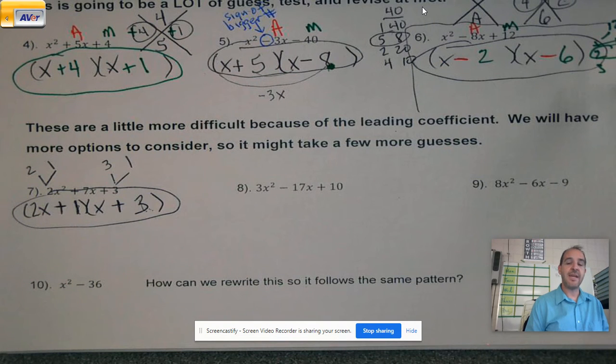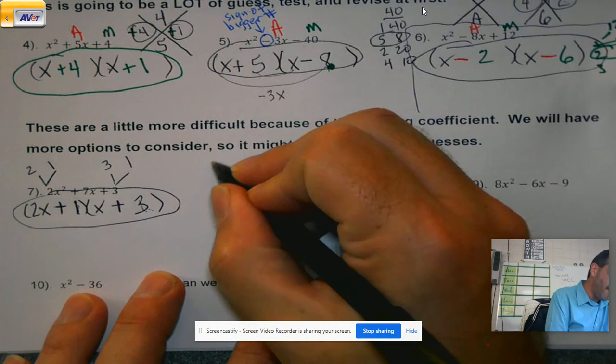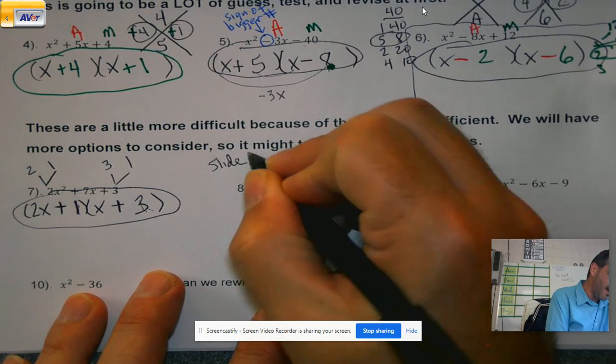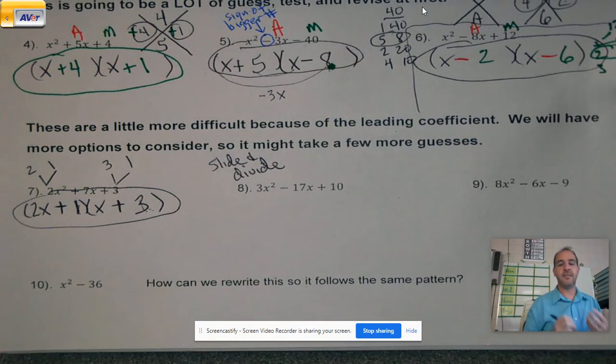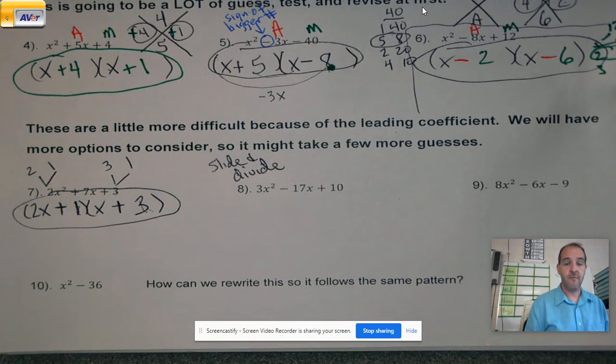So on number 8, I'm going to show you a different way of doing it. And then I'll show you one where we kind of do it both ways. You can kind of start making your own decision on this. But the method I'm going to show you on number 8 is called slide and divide. It's a different way of doing factoring when you have a lead coefficient.